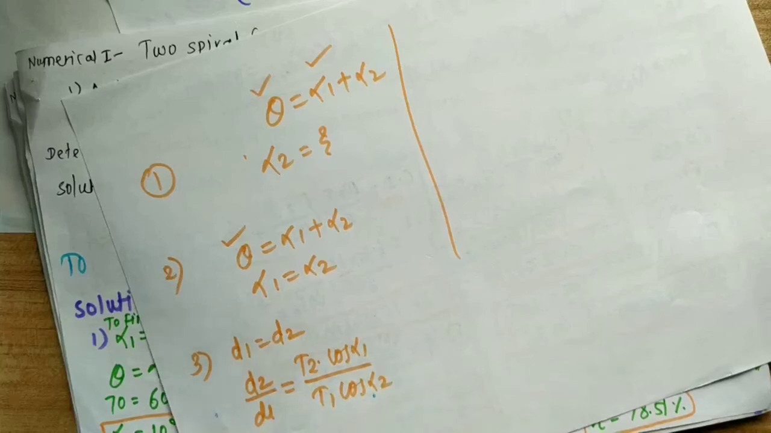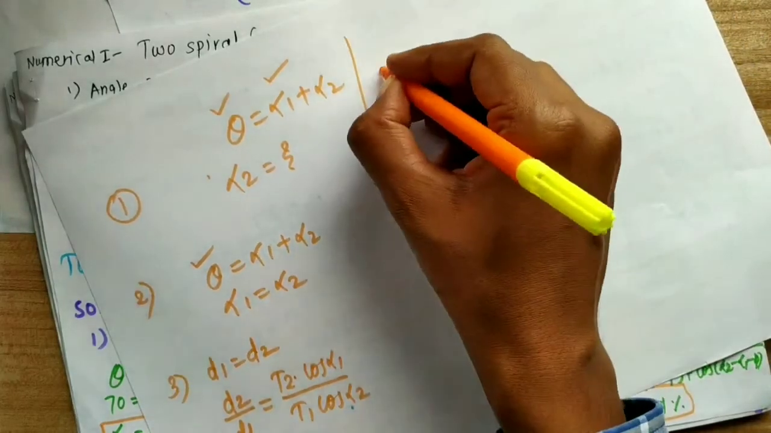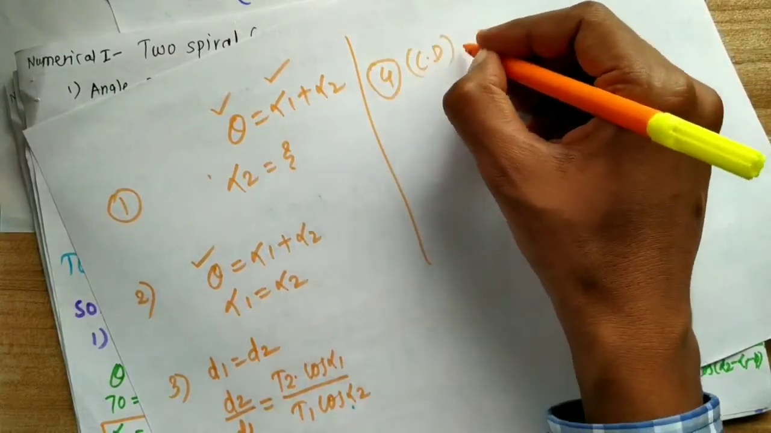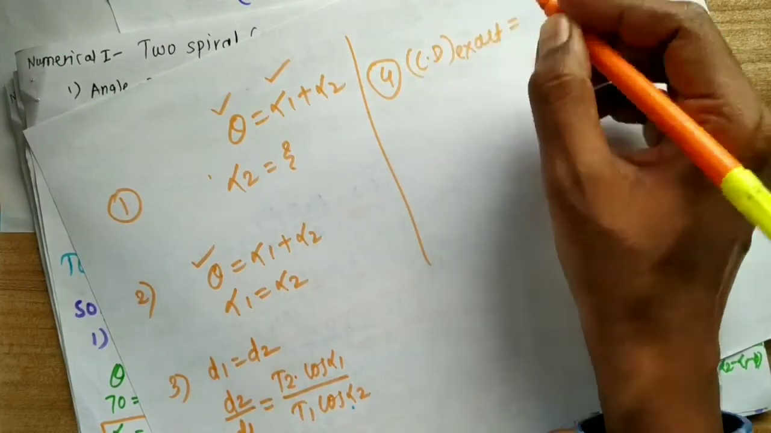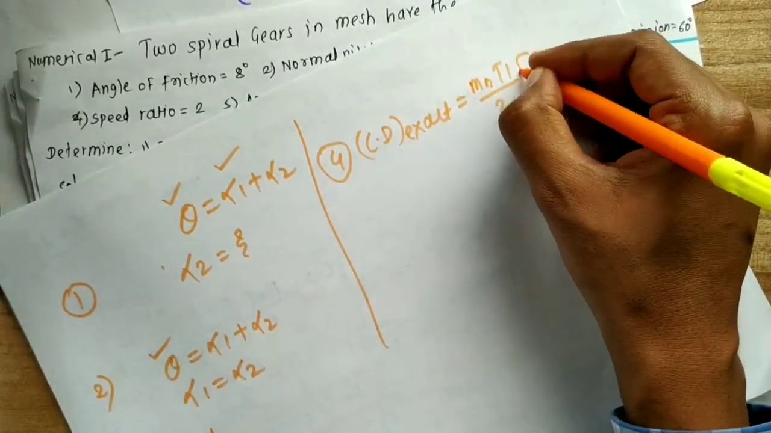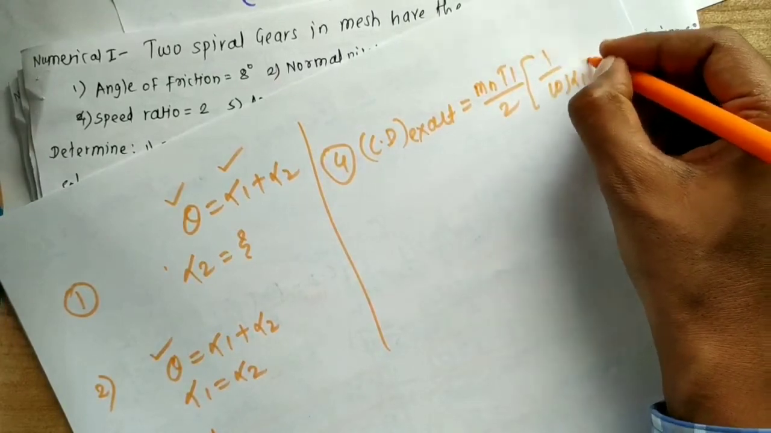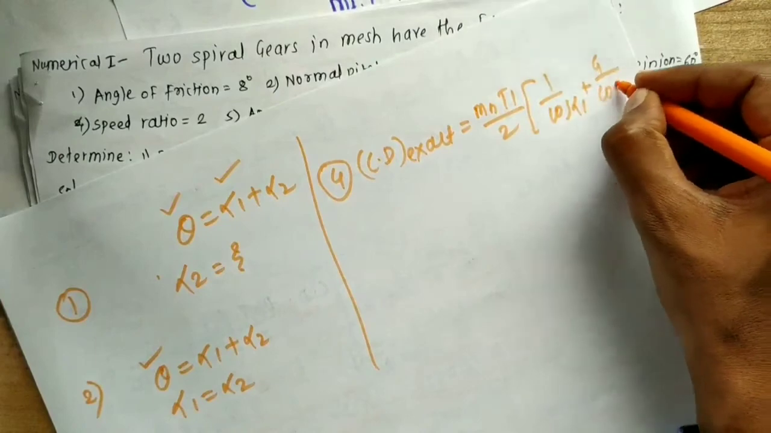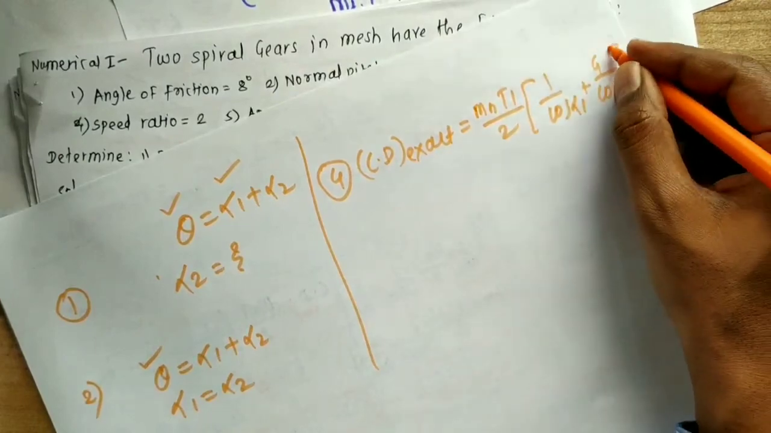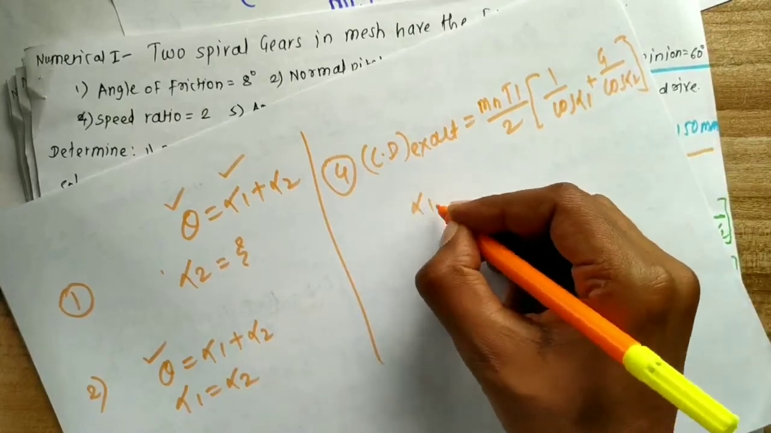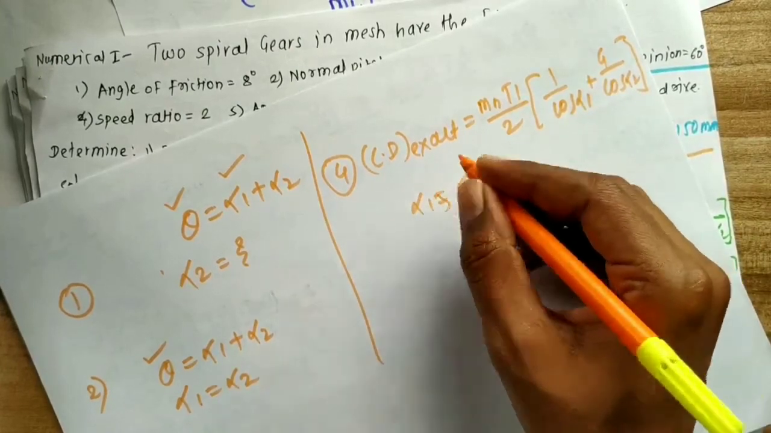In the fourth case, the center distance is given to you, the exact center distance. When CD exact is given, we know the formula CD exact is equal to Mn into T1 by 2, into 1 upon cos of alpha 1 plus G upon cos alpha 2. So as CD exact is given, I can find out alpha 1 and alpha 2. So get alpha 1 and alpha 2 from CD exact.